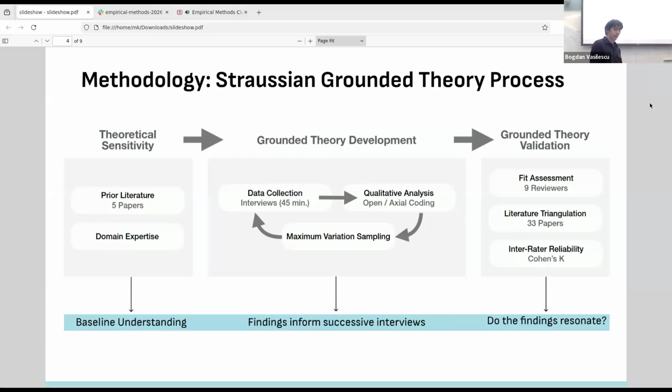And then finally they did their validation, where they contacted 8 of their interviewees and 1 expert to check if their theories made sense. They triangulated it with some literature, and they did some statistical tests to make sure that all of the interviewers were coding things pretty much the same way.